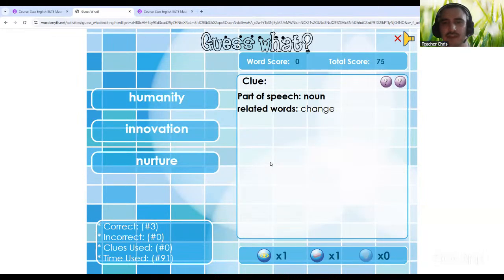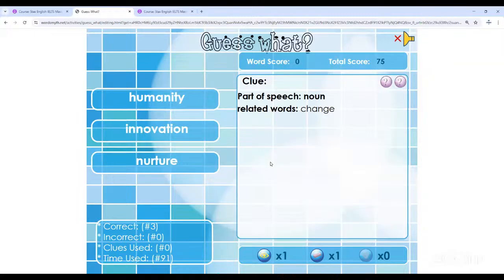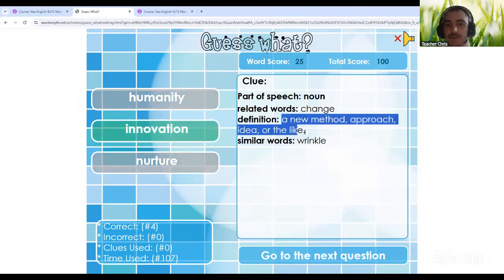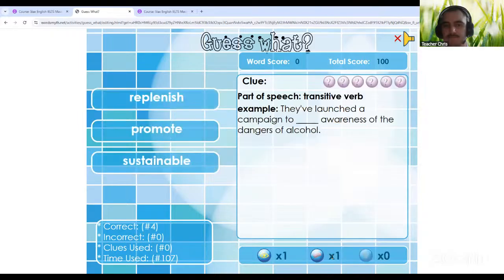Next, we have a noun, and the related word is change. So when we talk about something changing or a change, go on. Innovation. An innovation. Yeah. So an innovation is a new way of doing things, a new method, a new idea, a new approach. It's very similar to the word invention. So it's quite similar to that. Wow. Yeah, well done, guys.